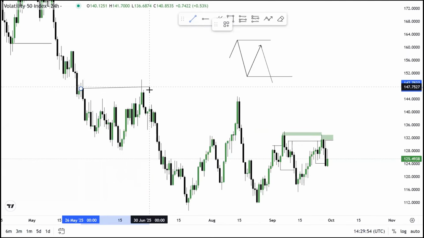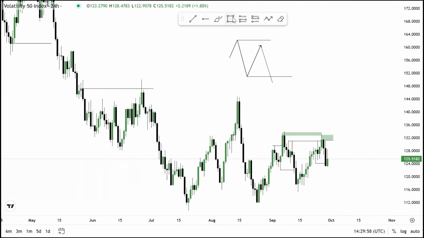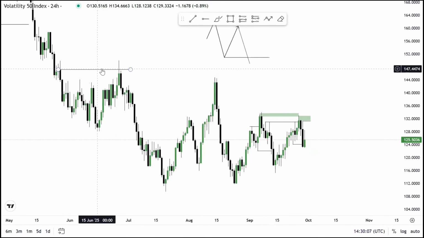Like I said, if there is no break of that level, it is still valid. You see the candle did not close above the level. If the candle closed above the level, it would have been broken. But if price rejects that level, it's still valid. Now price traded off that level.